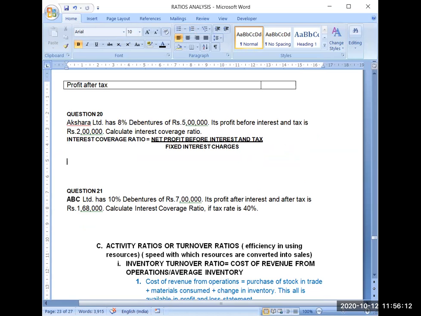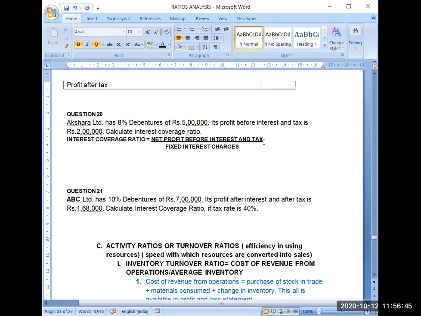We have to calculate the interest coverage ratio. Akshara Limited has 8% debentures of rupees 5 lakh. So now the total amount of loan is 5 lakh and the rate of interest is 8%. Its profit before interest and tax is rupees 2 lakh. So this time you have been given profit before interest and tax automatically. You don't need to calculate it. Now calculate the interest coverage ratio.